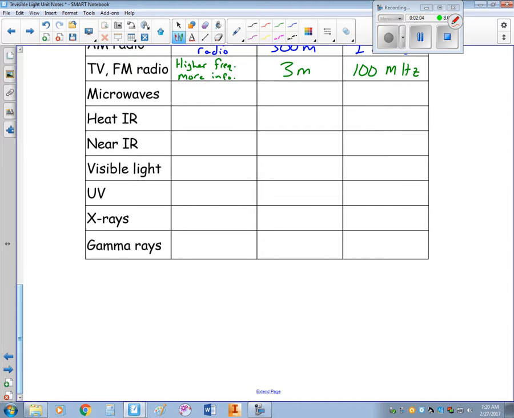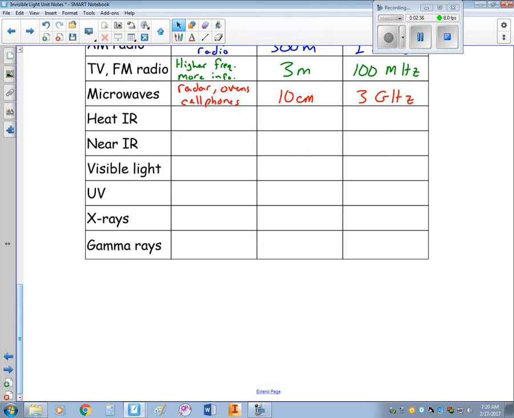Microwaves. We use this for radar, ovens, and cell phones. This has a wavelength of around 10 centimeters and a frequency of around 3 gigahertz. Now mega is million, giga is billion.